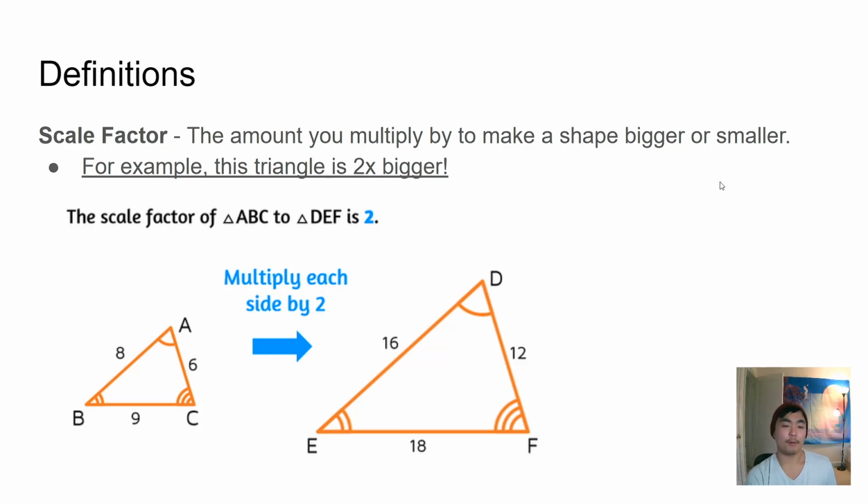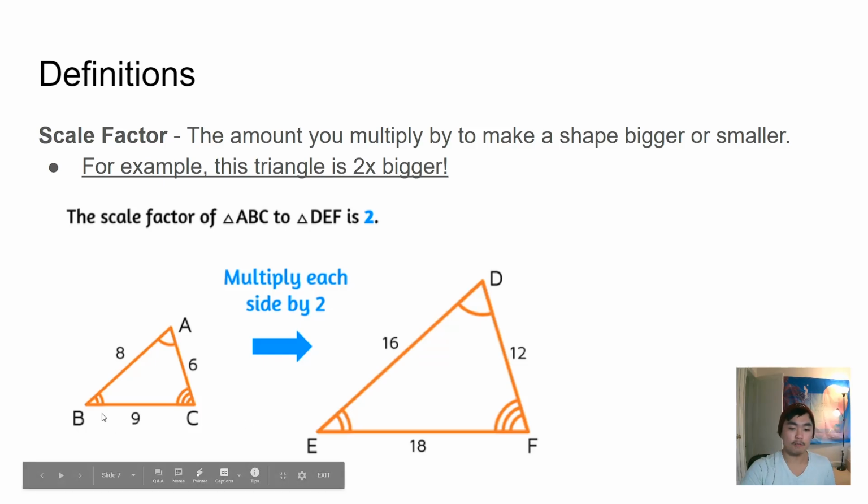The last thing that we definitely want to know is scale factor. This one is something that came up when we did dilations in Unit 1. Remember, the amount you multiply by to make a shape bigger or smaller is the scale factor. For example, I want to make a triangle 2 times bigger. My scale factor is 2. When we did dilations, we made everything 2 times further away. This time, we're just making the sides 2 times longer. So the 8 becomes 16, 6 becomes 12, 9 becomes 18.